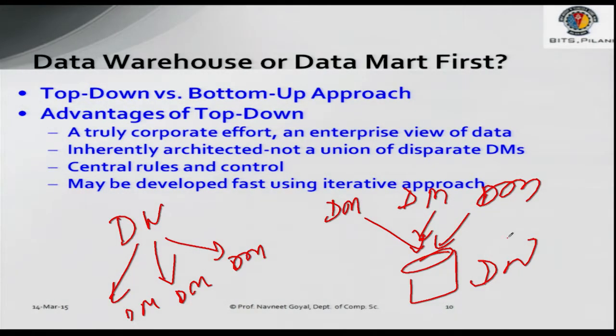If you have done a course on software engineering, you'd be very well familiar with the advantages and disadvantages of top-down, and also the advantages and disadvantages of the bottom-up approach. I'm just putting some general statements here. Advantages of top-down: it's a truly corporate effort, an enterprise view of data. It is inherently architected and not a union of disparate data marts. And you can implement central rules and control, and it may be developed using the iterative approach, which I think all of you would know.